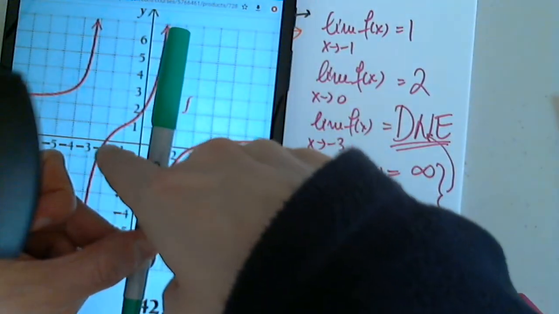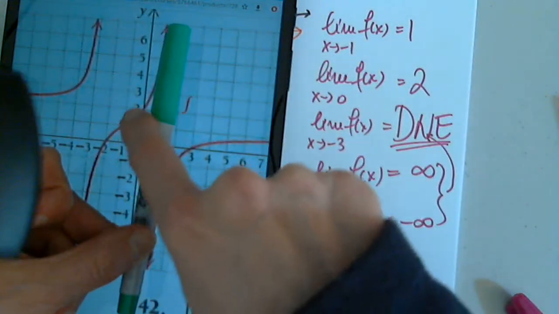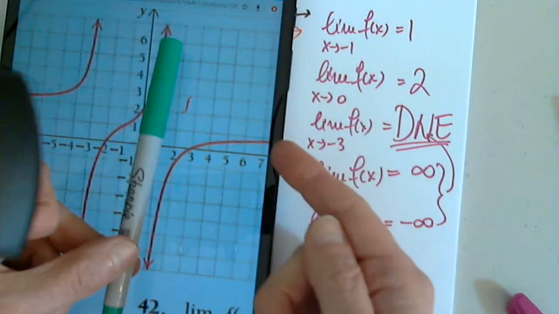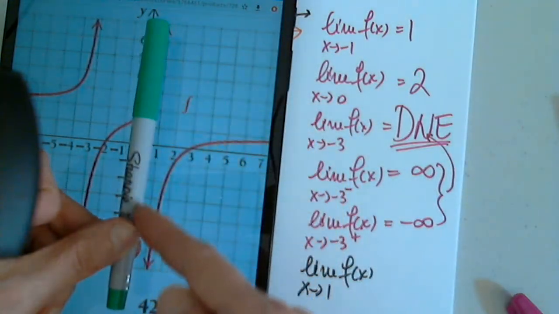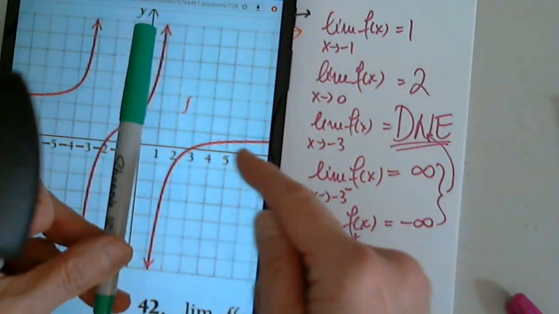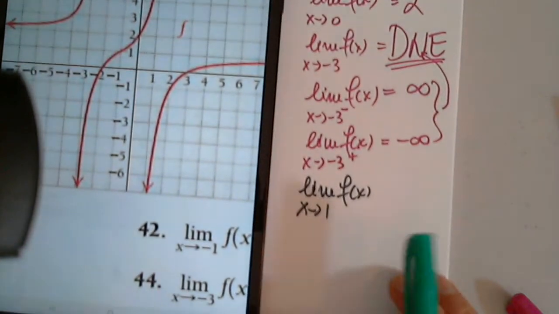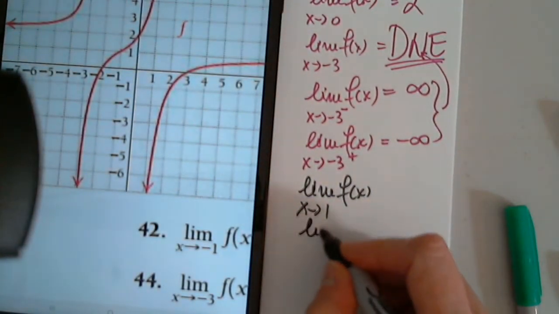As x approaches 1 from the left, where do the function values go? Positive infinity. And thank you very much. When x approaches 1 from the right, where do the function values go? Negative infinity. For the same reason, but I have to write this on paper.